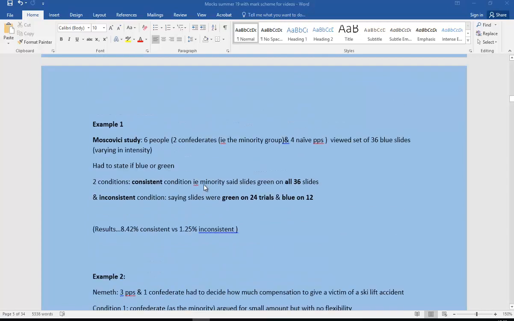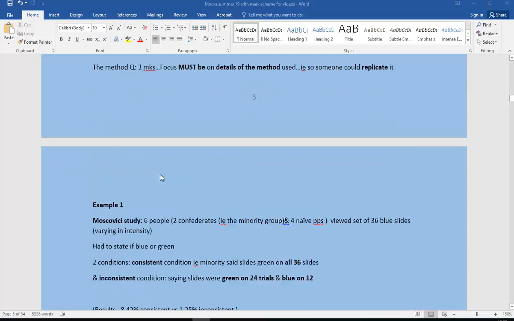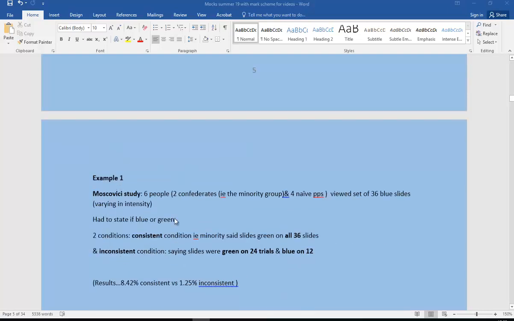But my advice would be, if you had 1 method question on minority influence, go with the Moscovici. We've got more detail there on the method.